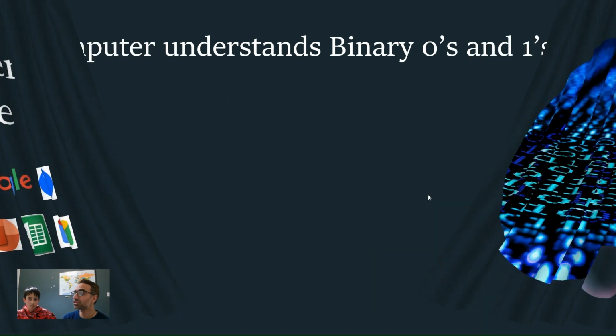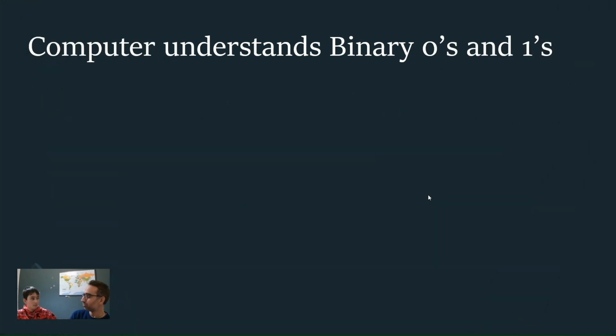Now, what is the language of the computer? What does a computer understand? For example, when you and I are speaking, we are talking in English or in our native language, Hindi. So what does a computer understand? Binary. What is binary? Binary is just a bunch of zeros and ones. So binary is either zero or one.